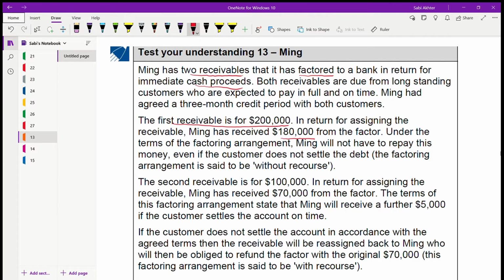Next, under the terms of the factoring arrangement, Ming will not have to repay this money, even if the customer does not settle the debt. The factoring arrangement is said to be without recourse, okay? One is known as with recourse, the other one is without recourse. Without recourse means you don't have to repay the money if the customer does not settle the debt. Okay?